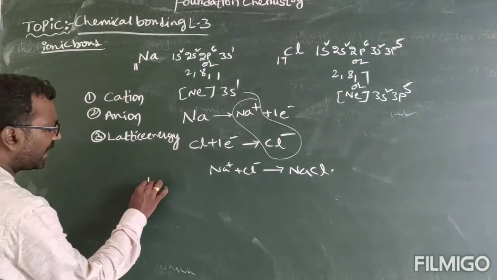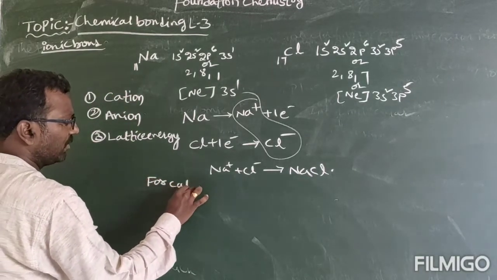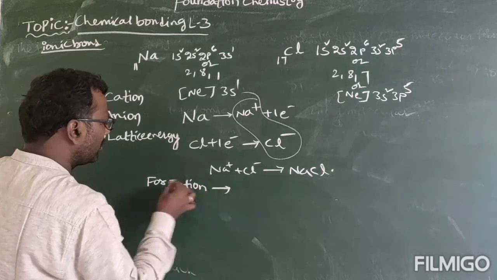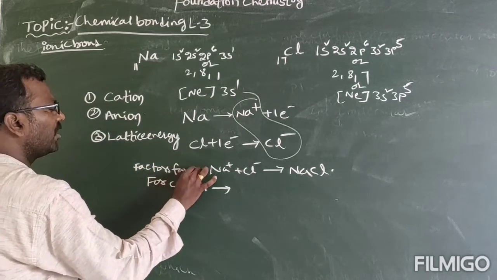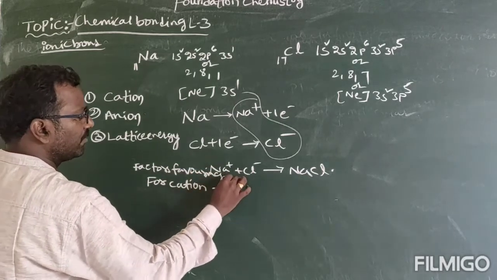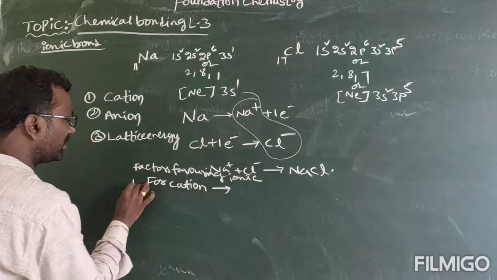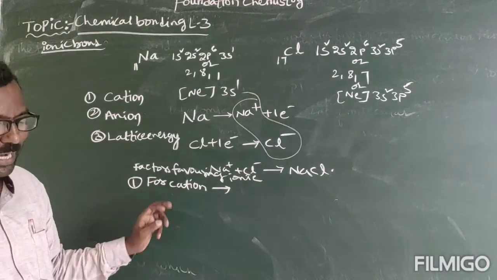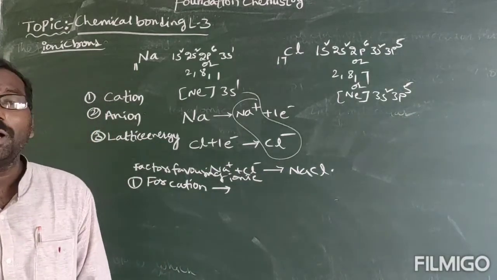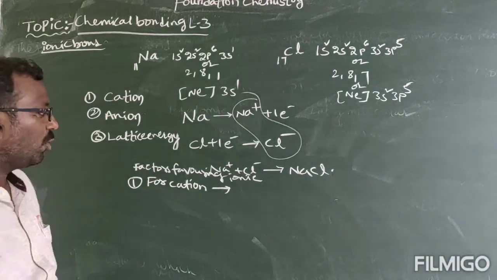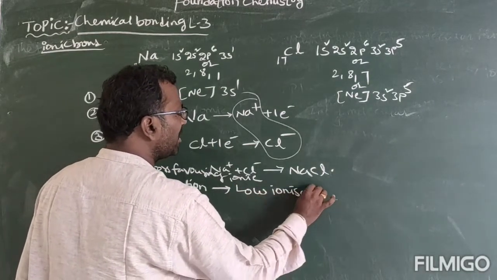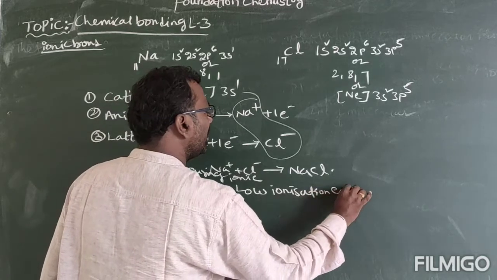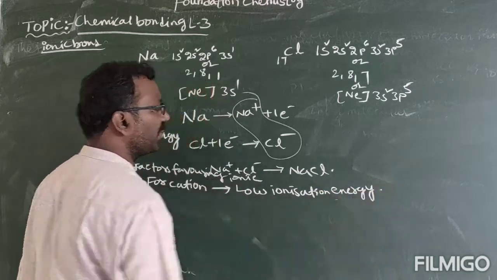So for the cation, I will write it very clearly. Factors favoring ionic bond. What are the factors that favor the ionic bond? For cation formation, what is required? Low ionization energy should be there. Then cation formation is possible.